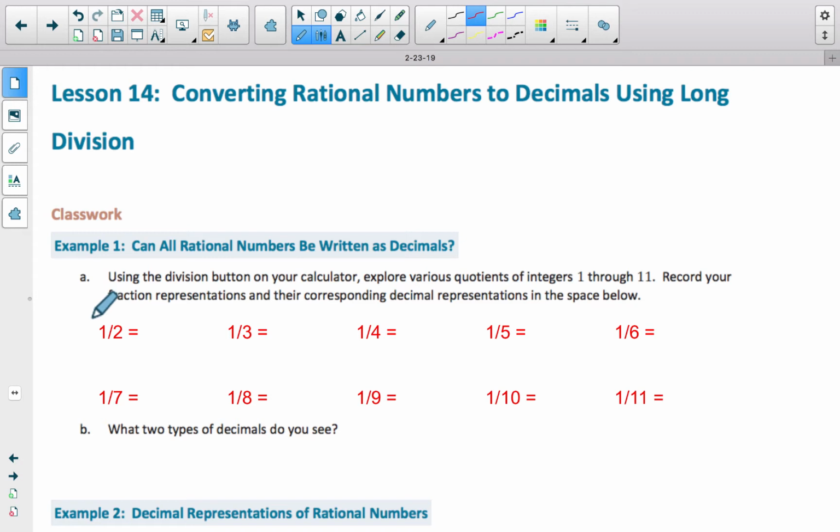With that said, we're going to start with example 1. I want you to use the division button on your calculator, and find each of these quotients. So 1 divided by 2, 1 divided by 3, and so on. You're going to write the decimal representations next to each fraction. If you want to explore additional fractions, you can, but I do want you to go through these 10. Then after you do these 10, hopefully you noticed a pattern. For part B, I want you to explain what two types of decimals you see. If you can categorize decimals into two categories, what would that be? When you are done with A and B, come back and check the video.